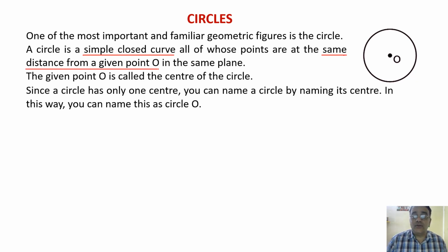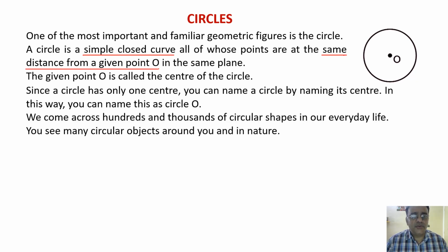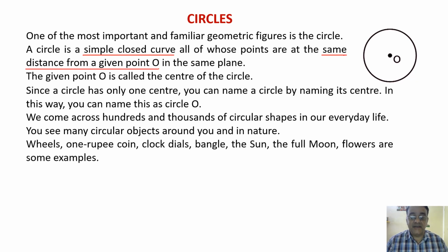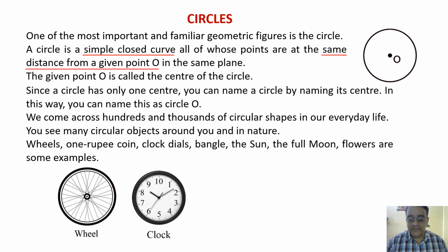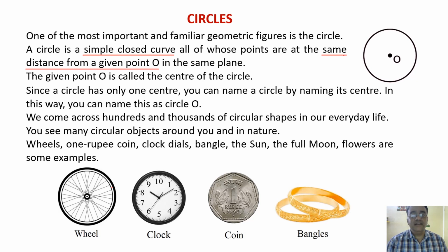Right? And we come across thousands of circular shapes in our everyday life. I will show you a few examples. You see many circular objects around you and in nature: wheels, 1 rupee coin, 2 rupee coin, any coin, clock dials, bangle, sun, moon, full moon, flower are some examples. So this is the wheel, which is a circular shape, and this is the clock, also circular. The 1 rupee coin is also a circular shape, and bangles are also circular.